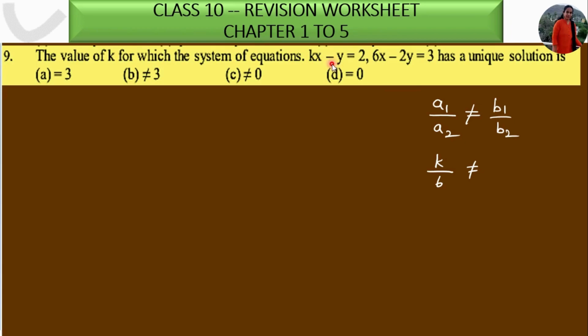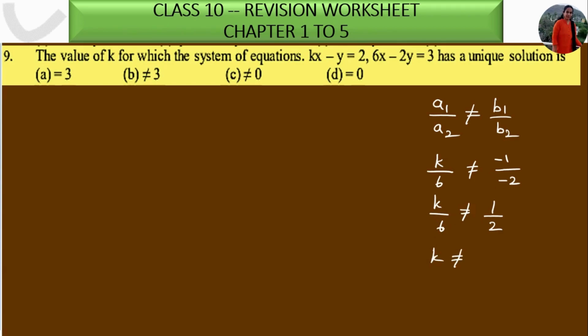It is minus 1. So minus 1 divided by the coefficient of y in the second equation, which is minus 2. So here we have minus 2. So k by 6 should not be equal to, the negatives get cancelled, so we will have 1 by 2. So k should not be equal to this by 6.